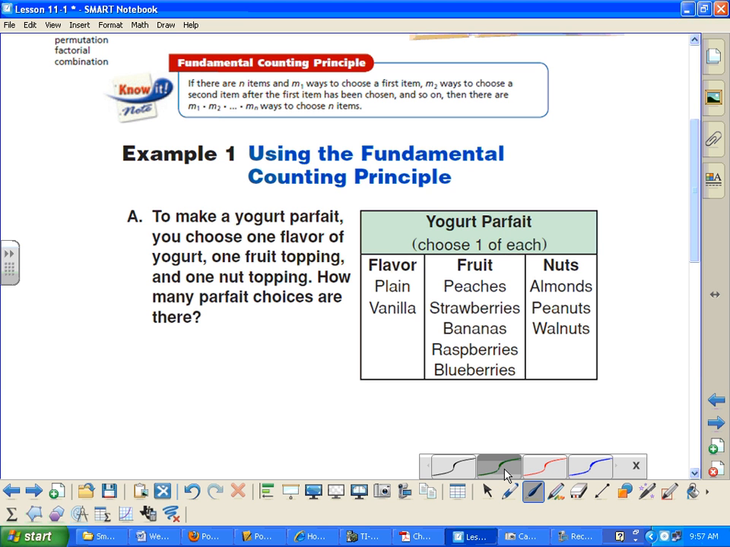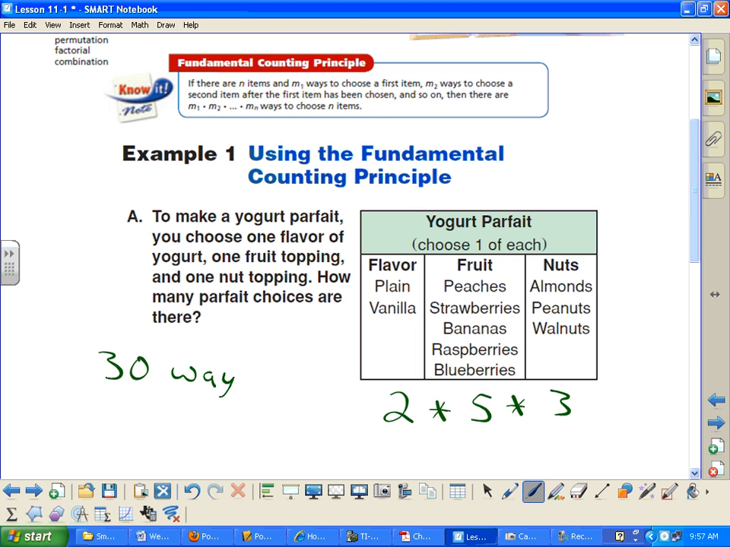So how many choices do we have for the flavor? 2. And for our fruit? 5 fruits. And how many nuts? 3. And then we just multiply them together. So there are 30 different ways to make a parfait. Another one of those problems, I wish they were all like that, right?